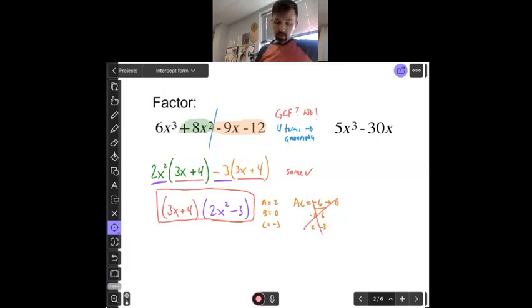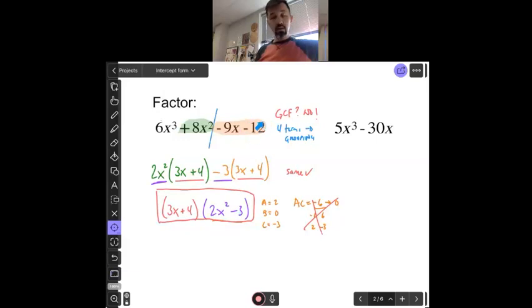Remember, this should be equal to this. These two things should be equal to each other. This is just the factor version. Quick check you can do: 3x times 2x squared is 6x cubed. 4 times negative 3 is negative 12.